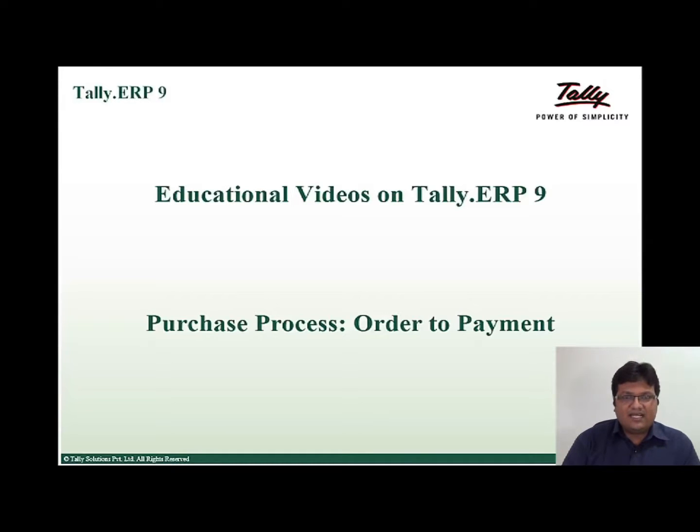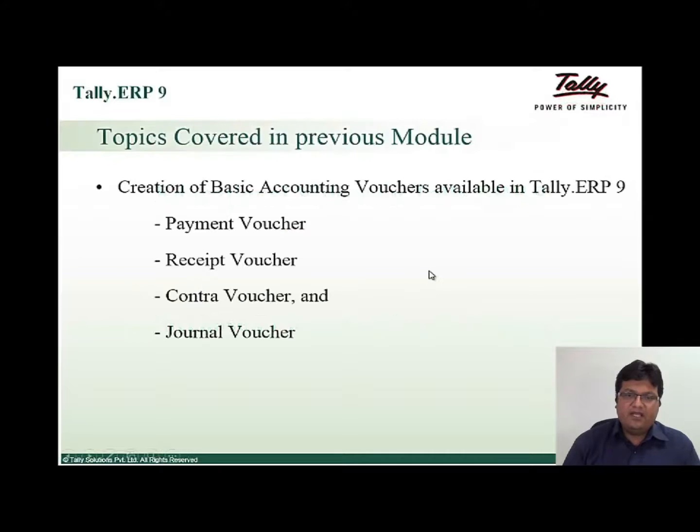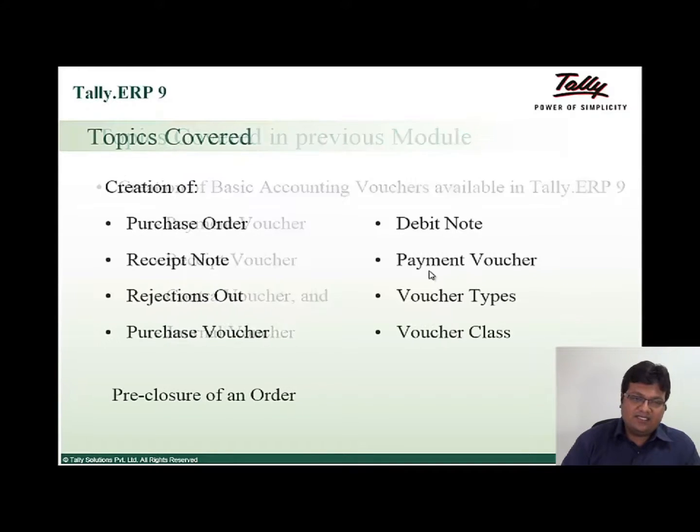Before we go through this entire session, let's quickly recap whatever we have done in the previous session. In the previous session, we have covered certain modules like making basic accounting transactions which are available in Tally.ERP 9. These vouchers such as payment, receipt, contra and journal were covered. Now let us come back to our topic, that is purchase process.